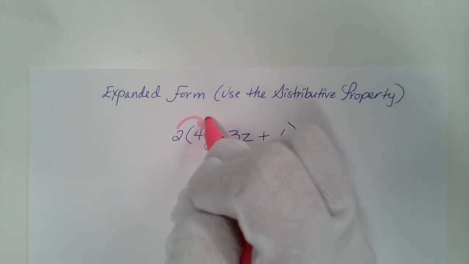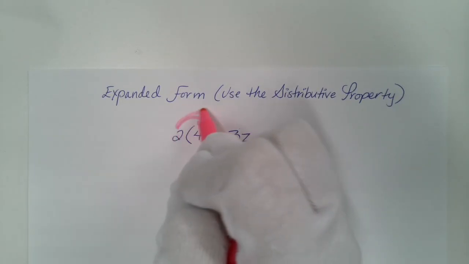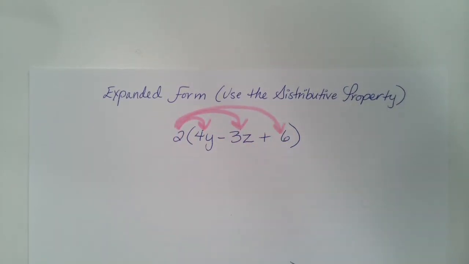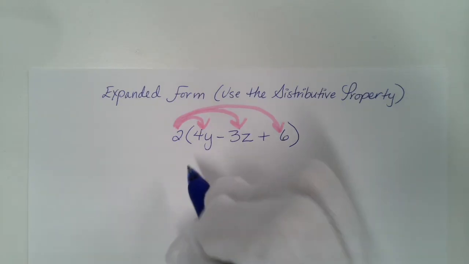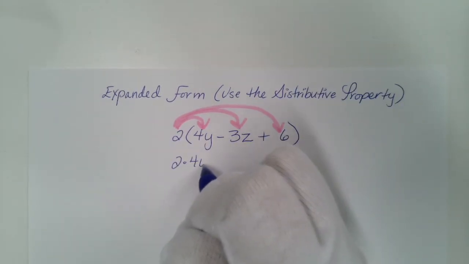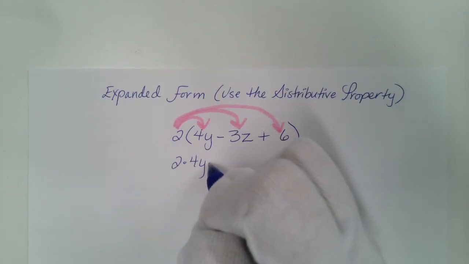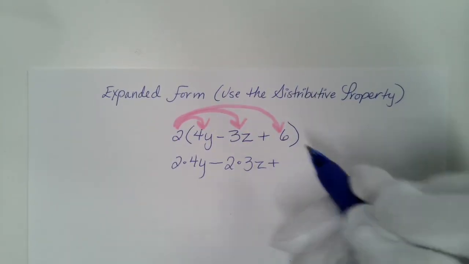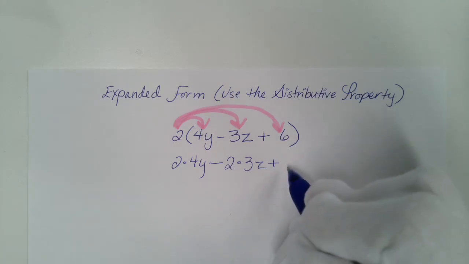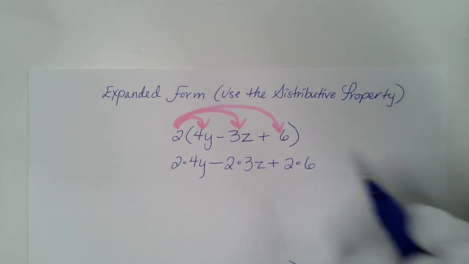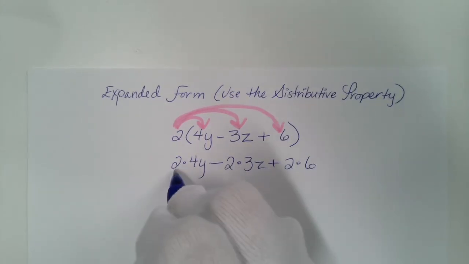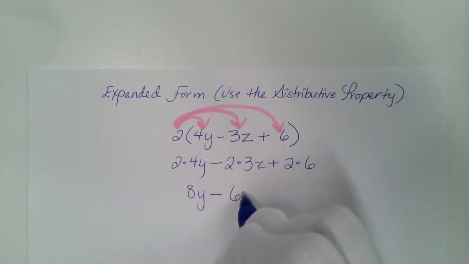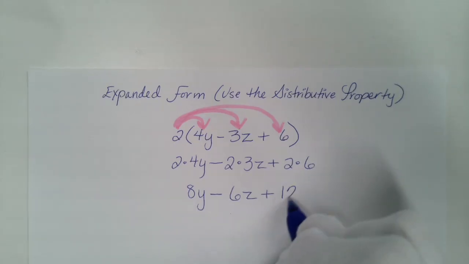So 2 times 4y minus 2 times 3z plus 2 times 6. So 2 times 4y was the first one, minus 2 times 3z plus 2 times 6. Now we need to finish this out. We get 8y minus 6z plus 12.